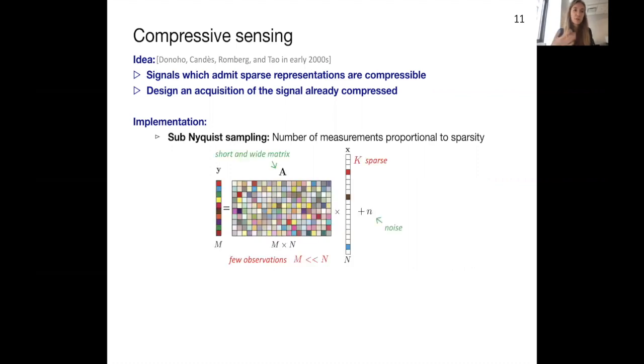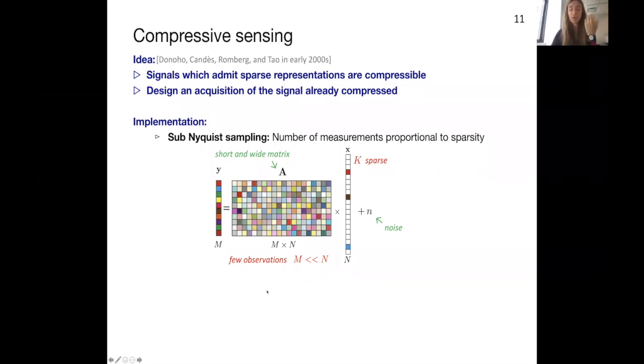And this can be done directly by rewriting this little linear problem I was writing, where we are assuming here that we are in the basis in which the signal X is sparse. And we are going to collect a vector Y that will have a dimension M that is much smaller than the dimensionality of the signal through the multiplication with a matrix A that will be therefore short and wide. So it will have much longer rows than columns.